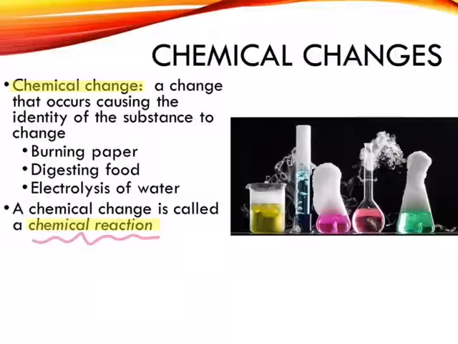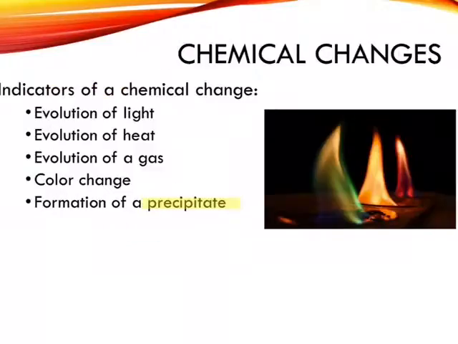Something new is created. Some ways that you know a chemical change has happened could be that light is created, heat is created, new gas is created. Be careful with this, because this does not mean water boiled and it turned into water as a gas. It means that there was a reaction and a gas that wasn't there before is now being created and escaping into the atmosphere. A color change.